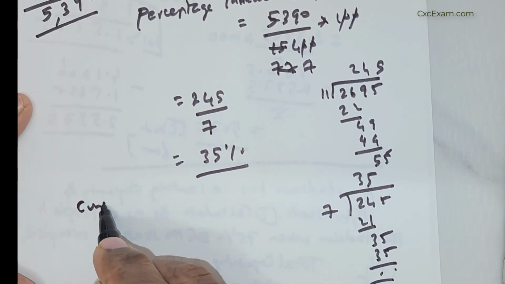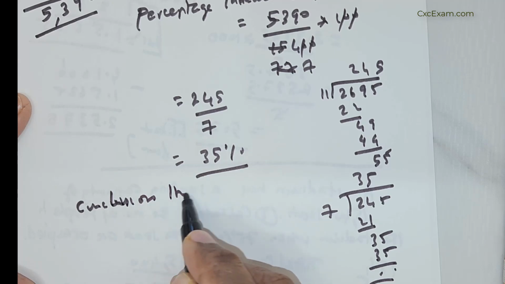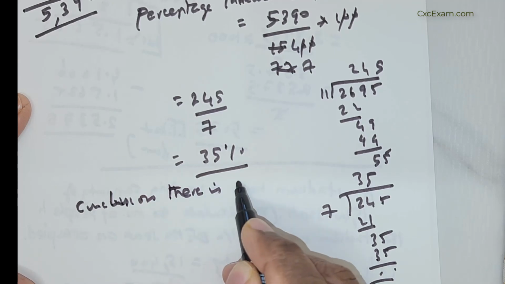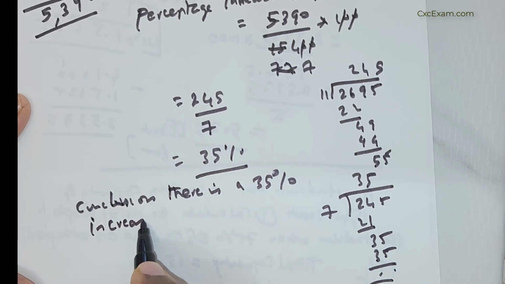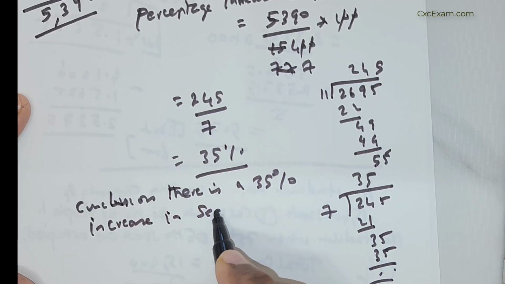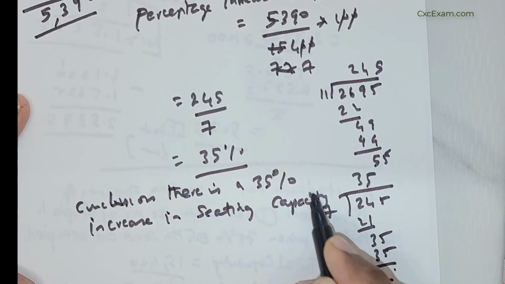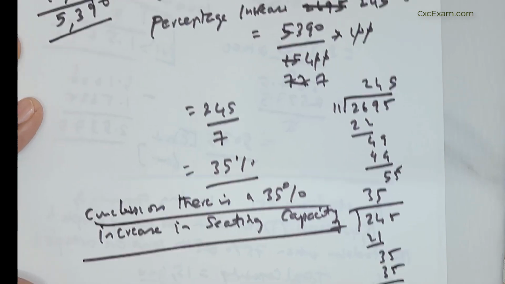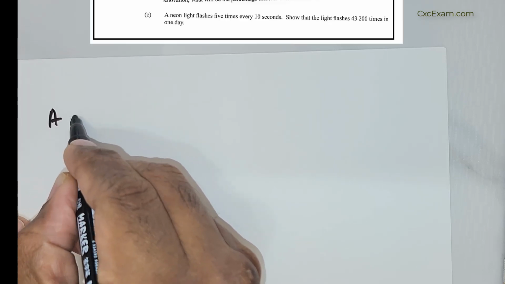So what is the conclusion? The conclusion is there is a 35% increase in seating capacity. Okay, so this is a lovely question. We move on. Now this is the next beautiful question.